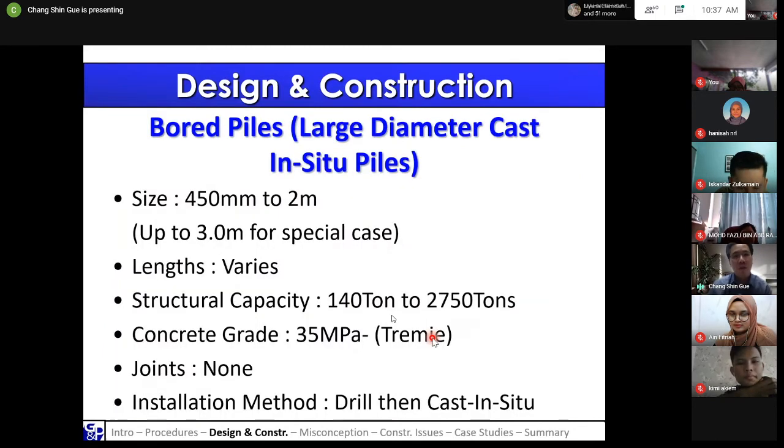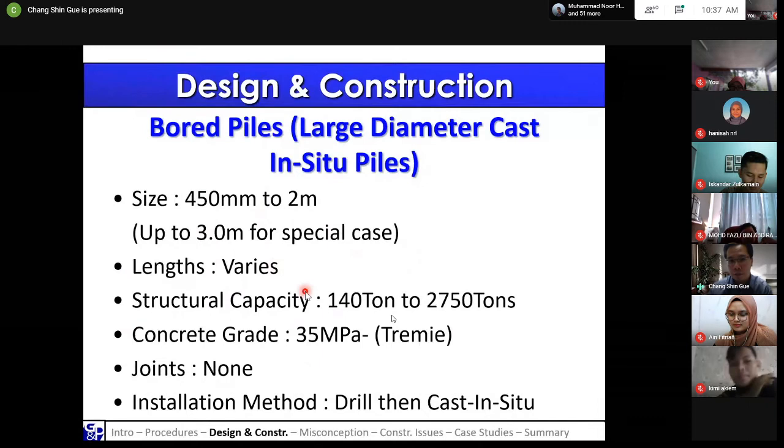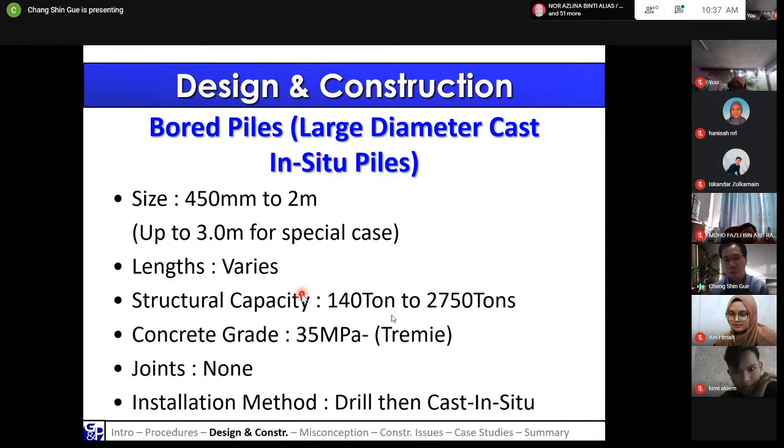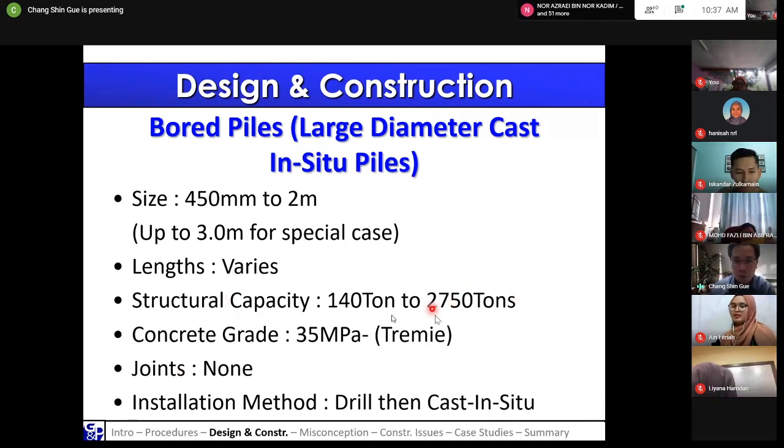So next I'll move on to bored piles. These are large diameter cast in situ piles, and the diameter can be from 450 millimeters to 2 meters. In some cases it can be 3 meters as well. The length varies because it's up to you to pour to the depth you need, and there is no joint because there's only just one length. The capacity, you can see, is much higher. It's up to 2,750 tons.